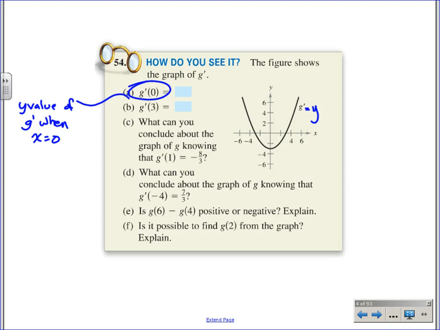Nick, what'd you say it was? Yeah. Did other groups figure out that it was -3? Because you're just looking at the graph and looking for the y value.